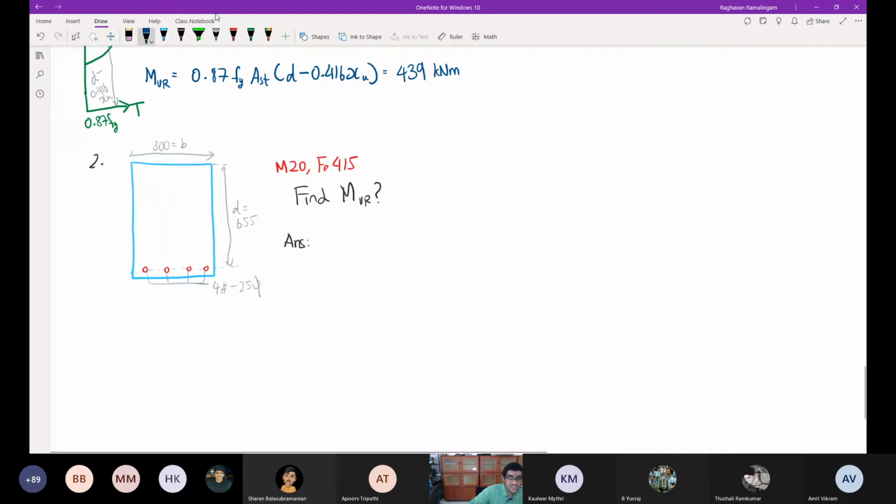So how do I proceed? Just follow the previous problem's steps. What do you find first? Area of steel. Ast is how much?